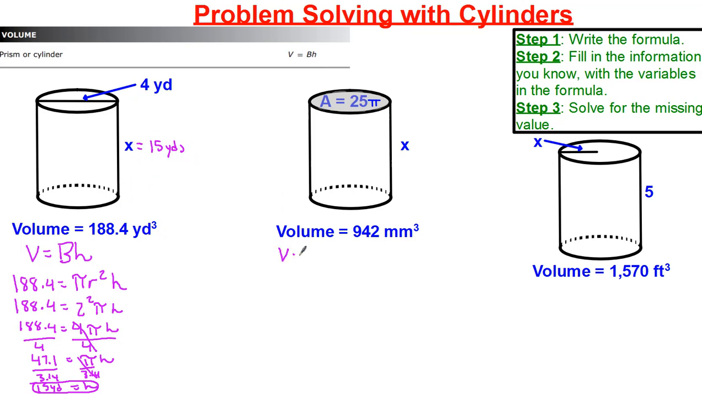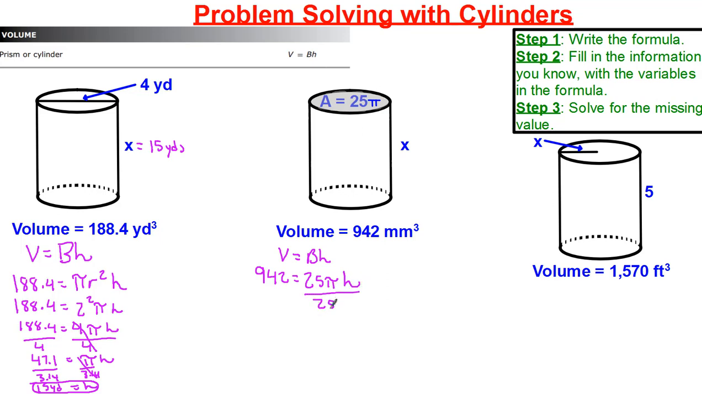Okay, situation number 2. Volume equals base times height. Write your formula, guys. I can't stress this enough. 942. So this one, I guess, is a little bit easier. It gives me the area of the base. The area of the base is 25 pi. Okay, so I could tell that I have a radius of 5 and a diameter of 10. If you don't know why, please ask during class. So now my height is x, so I'll just keep that as h.